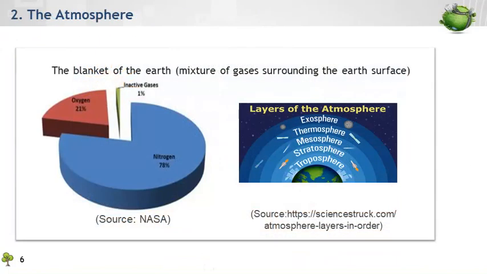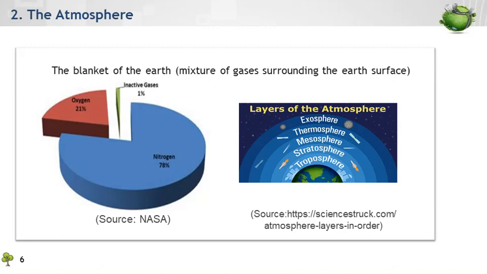Now let's take a look at the Earth's atmosphere, which is the most sensitive component of the Earth's climate system. The atmosphere can be considered as the blanket that covers the Earth, keeping the Earth's surface warm enough for us and other organisms to survive. It is made up of a mixture of different gases in different proportions, and is divided into 5 different layers, including the troposphere, the stratosphere, the mesosphere, the thermosphere, and the exosphere.